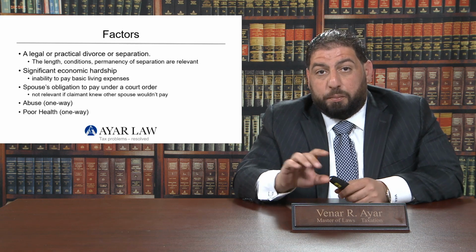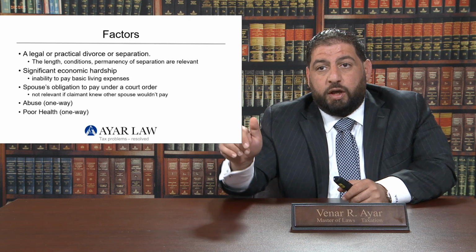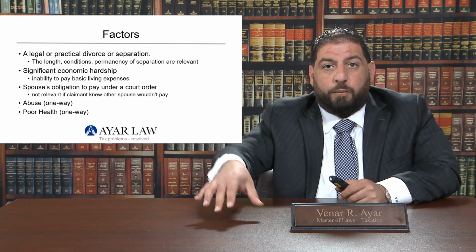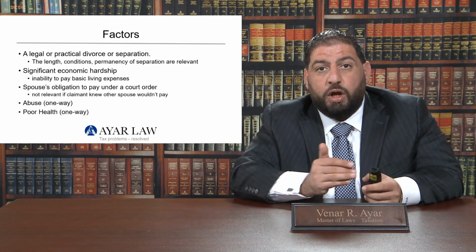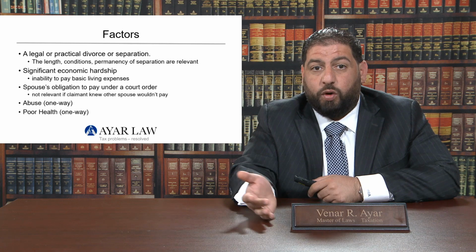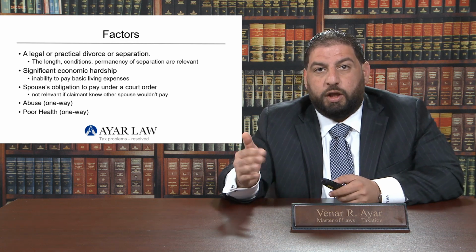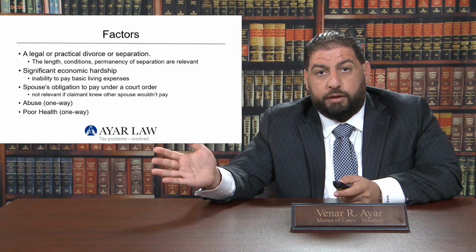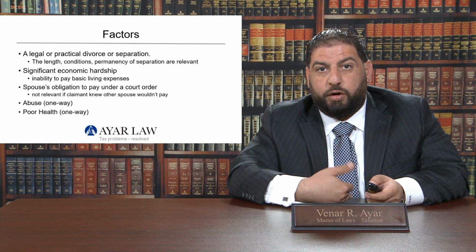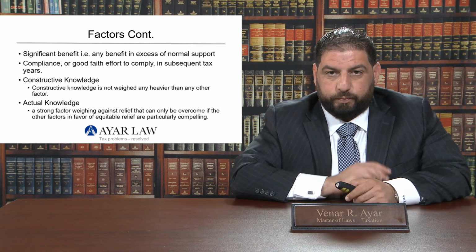Now, if you were abused, that can help you. That is what's known as a one-way factor. If there was physical, mental, or emotional abuse present in the relationship, that can help you. But a lack of abuse does not count against you. Obviously, that's what it means to be a one-way factor. Also, poor health is another one-way factor. If you're in poor health, that can help you get innocent spouse or equitable relief. But if you're in good health, they're not supposed to use that against you.